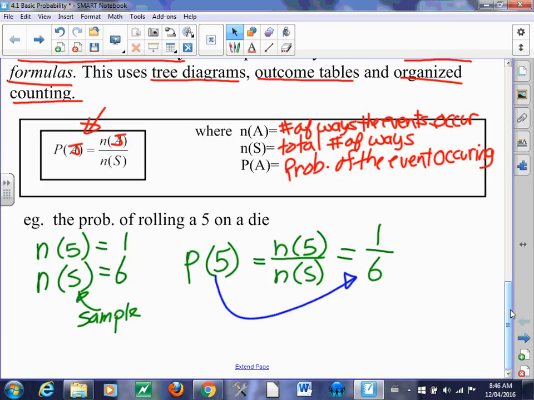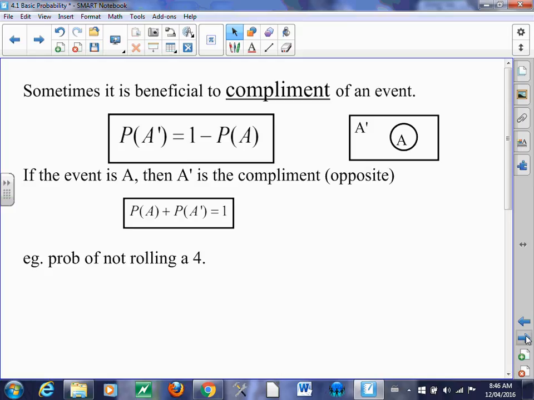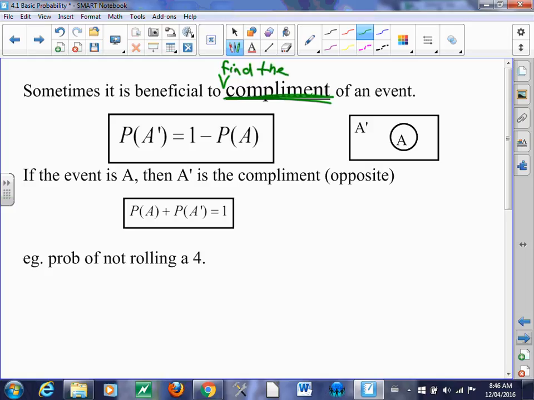Awesome. Now let's take a look at the opposite. The opposite is the complement. Sometimes it's beneficial to find the complement of the event. And can you just put down to find the complement? Just have a typo there. So find the complement of an event. The complement, something not occurring, or prime. Do you guys remember that as prime? Equals 1 subtract the probability of it happening.